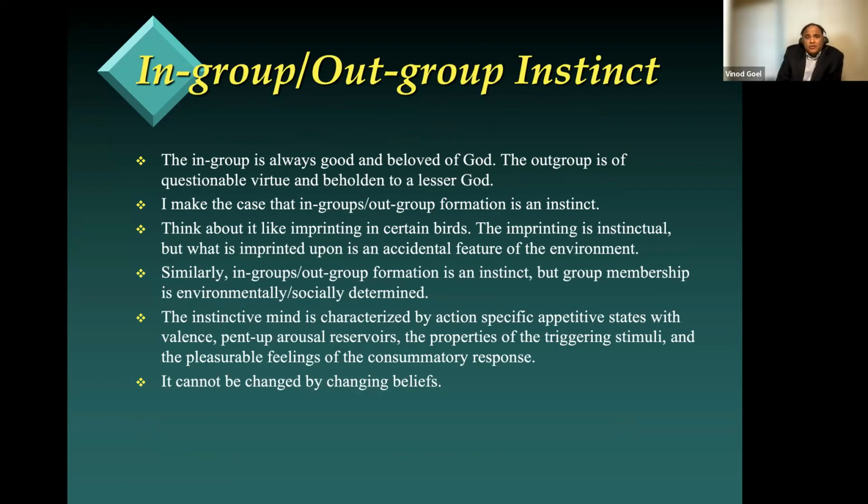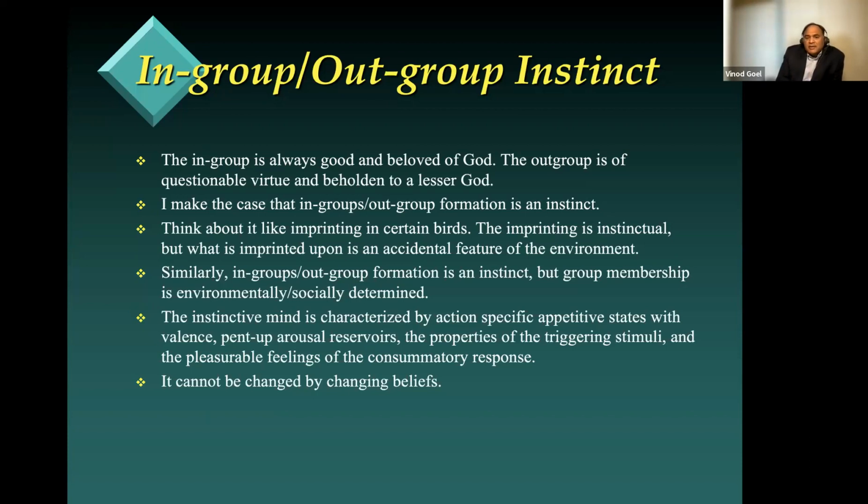The out-group is of questionable virtue and beholden to a lesser God. So I make the case in the book that in-group, out-group formation is an instinct, which is a little bit controversial because social scientists explain it a different way. Think about it like imprinting in certain birds. The imprinting is instinctual, but what is imprinted upon is an accidental feature of the environment. Similarly, in-group, out-group formation is an instinct, but group membership is environmentally, socially determined.